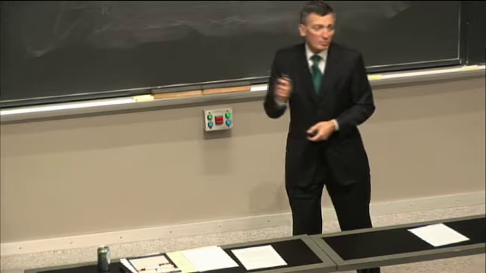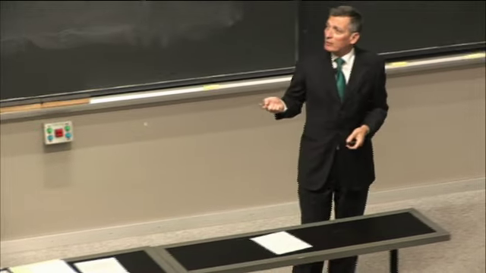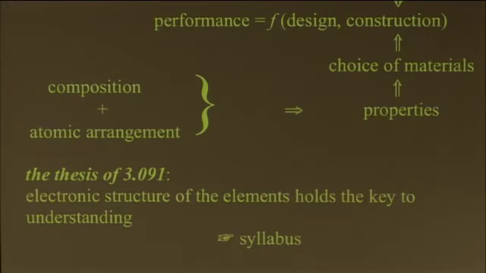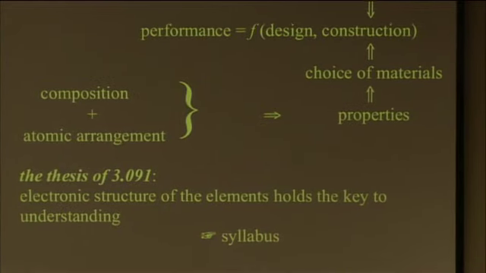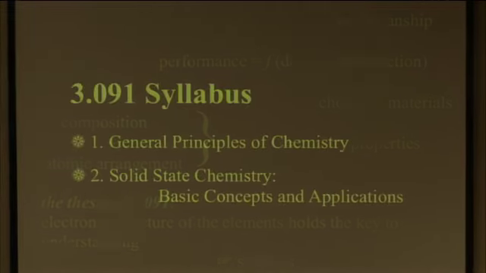So the thesis of 3091 is that the electronic structure of the elements holds the key to understanding that relationship between composition, atomic arrangement, and properties. And once you have properties, that's how you make your selection. And away we go. And that's how we got the syllabus of 3091.